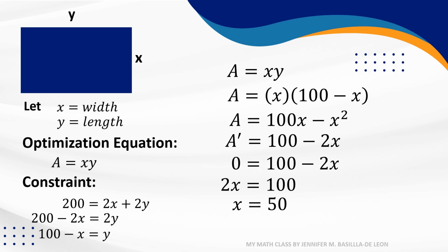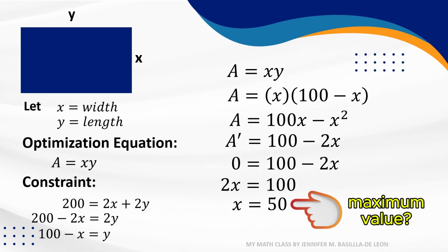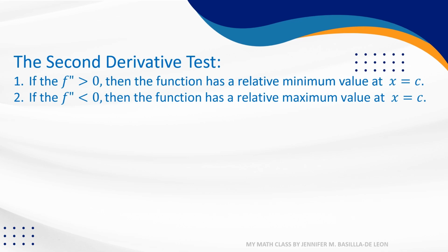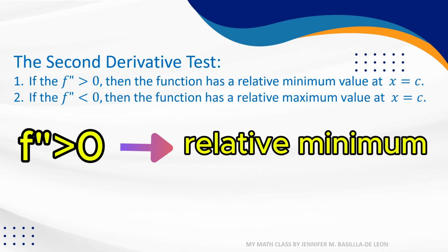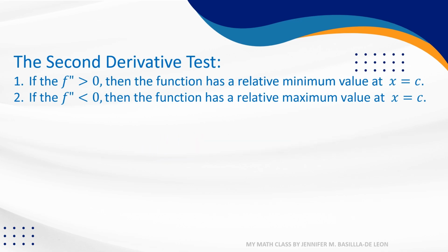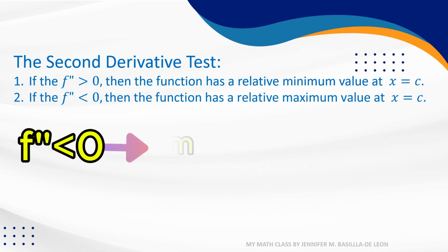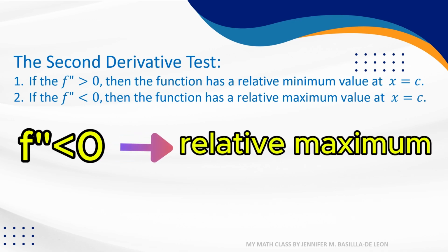We now check whether the maximum value of the function occurs at x equals 50 using the second derivative test. In the second derivative test, we have the following conditions. First, if the second derivative of the function is greater than 0, then the function has a relative minimum value at x equals c. Second, if the second derivative of the function is less than 0, then the function has a relative maximum value at x equals c.